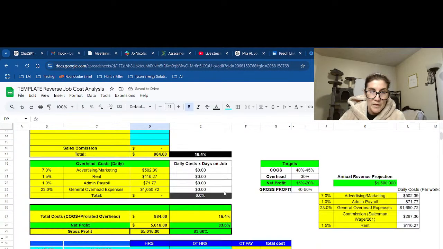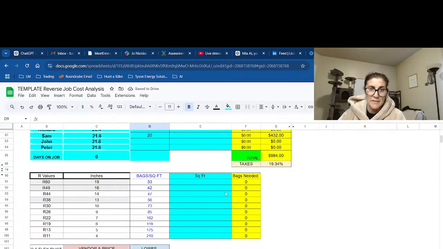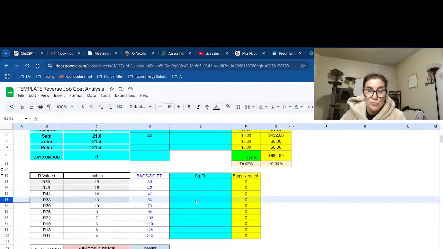Okay, there we go. So depending on if you're a roofer, an HVAC company, whatever, for insulation companies, this is going to be relevant, but this is going to be the cost of the material. So here where we live in California, we need to blow in fiberglass insulation to R38.